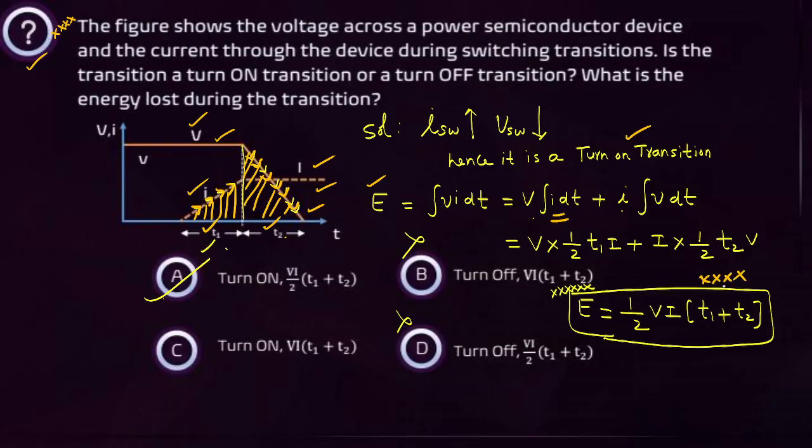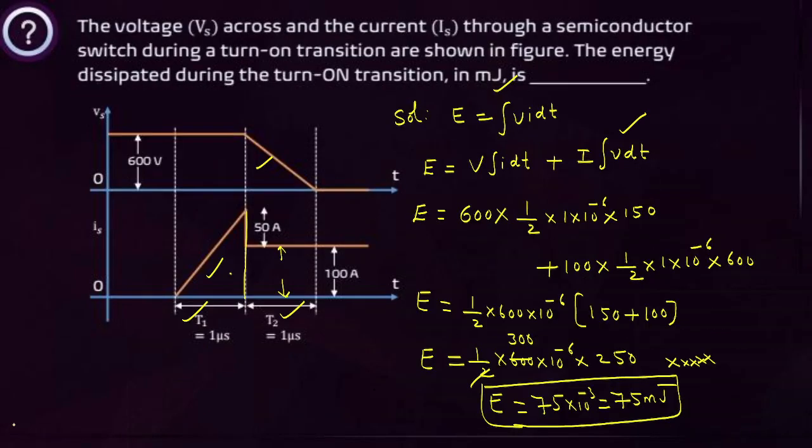But what is this transition? It is a turn-on transition, because current through the switch is rising and voltage across the switch is falling. That's why it is a turn-on transition. What is the energy loss? This is the formula for energy loss that you have to concentrate on. Then the same concept you have to apply here.